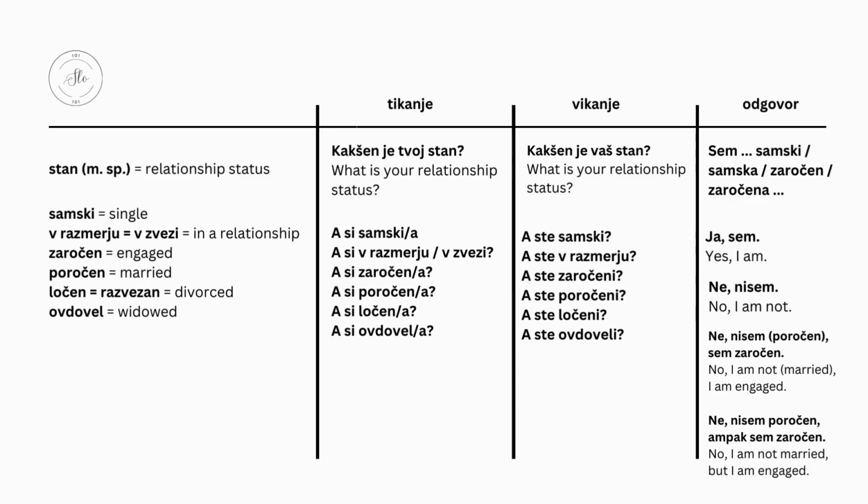Or if someone asks a si poročen, one can reply more specifically. For example, ne, nisem poročen, ampak sem zaročen. Or, ne, nisem, sem zaročen.